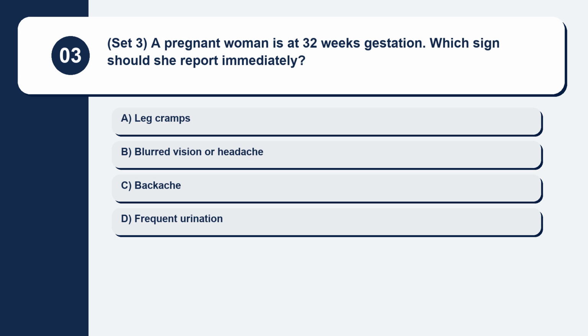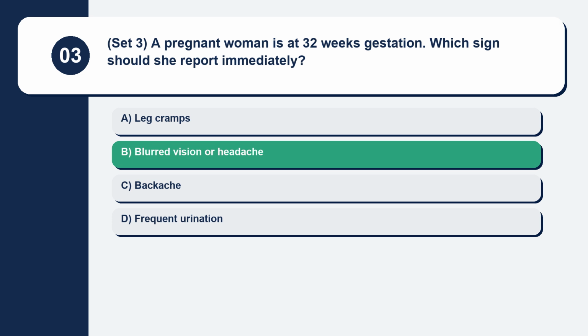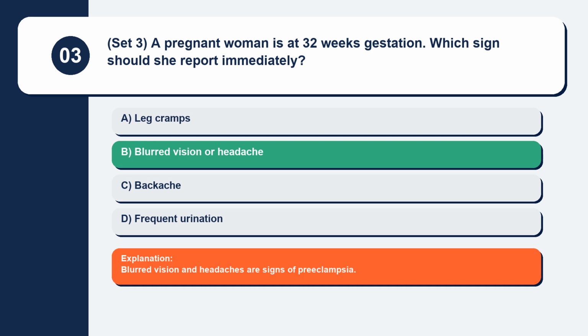Question 3. Set 3. A pregnant woman is at 32 weeks gestation. Which sign should she report immediately? Leg cramps, blurred vision or headache, backache, frequent urination. Blurred vision and headaches are signs of preeclampsia.